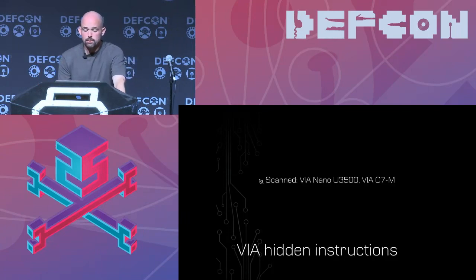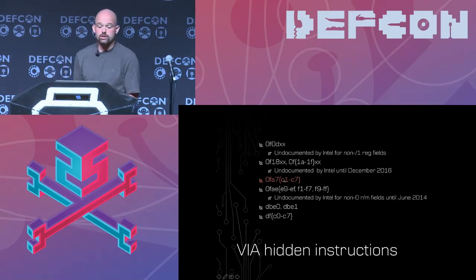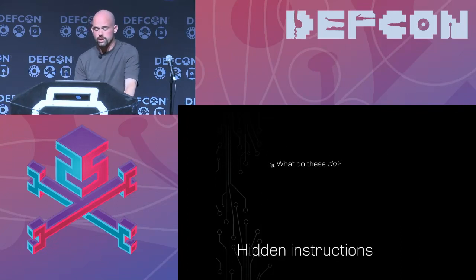So next I scanned a couple VIA Nano chips. The unique parts of the VIA architecture were the instructions around 0F A7. So 0F A7 is a unique VIA extension to the instruction set called the padlock instructions. You can actually look up VIA's padlock reference manual and see that all of these instructions have to do with cryptographic functions. However, the padlock reference manual doesn't acknowledge the existence of C1 through C7 as that final byte. So these are cryptographic instructions that are doing something on the processor, but there's no hint as to what they're actually doing. So what do these do?